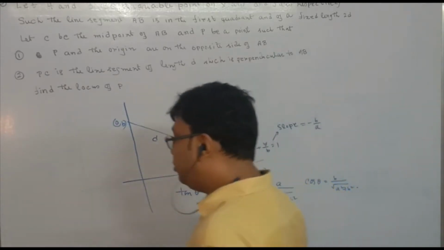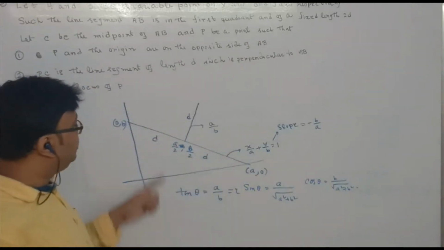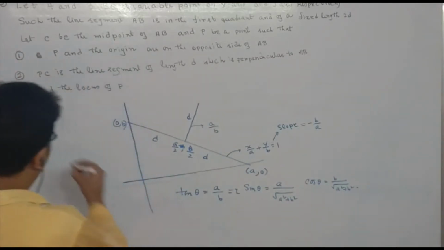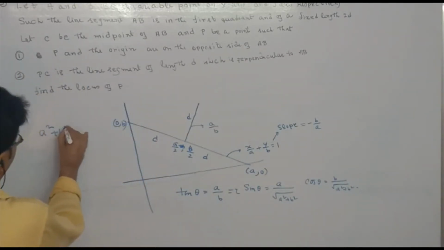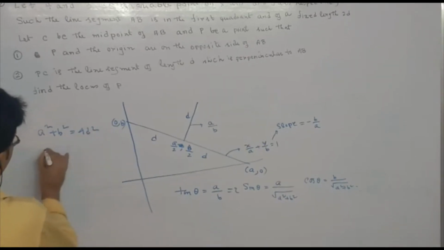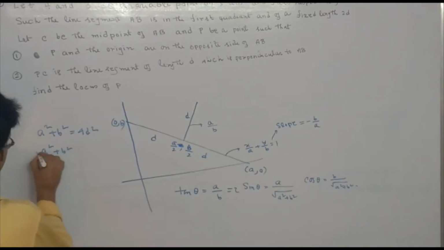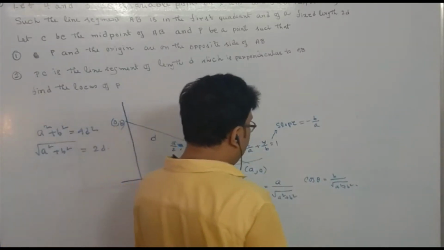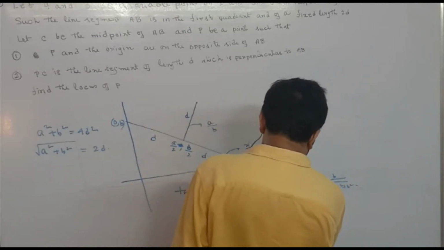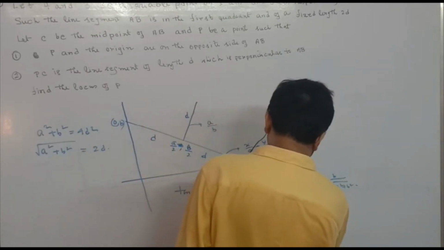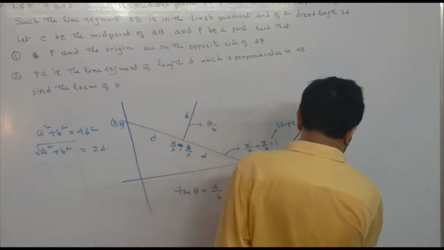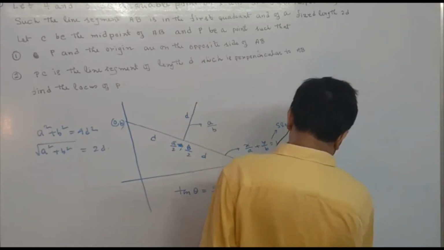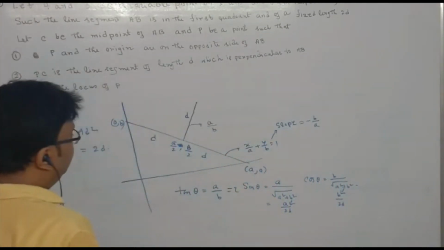Now from the problem we know that the length of this segment is 2D, and it is a and this is b. So by the simple Pythagoras theorem, a square plus b square equals 4D square, or a square plus b square under root equals 2D. Therefore, the value of sin theta is a by 2D and the value of cos theta is b by 2D.